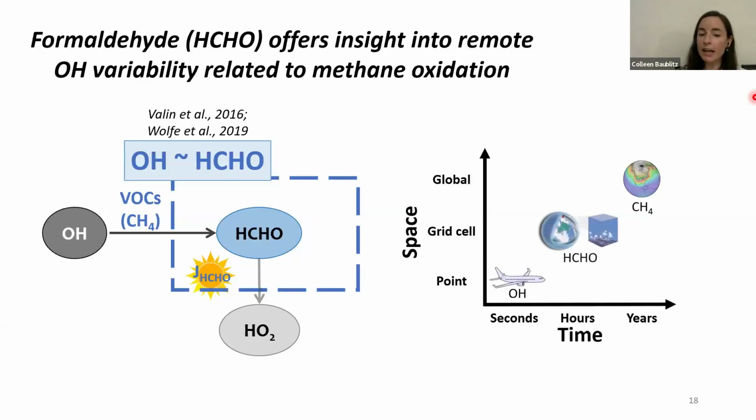And so formaldehyde could be really helpful towards that aim, as it's, of course, a product of the methane and OH reaction, and it has a lifetime on the order of several hours. And so here we test the extent to which formaldehyde fluctuations might reflect those of OH towards constraining global models, in particular in the context of methane oxidation.